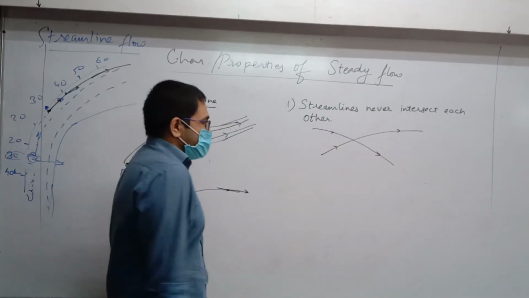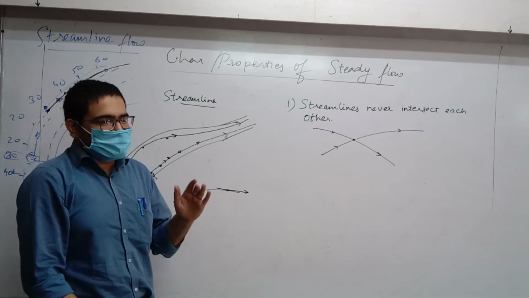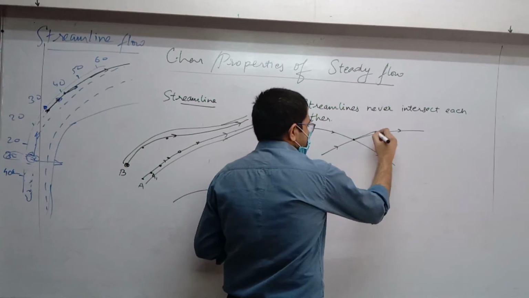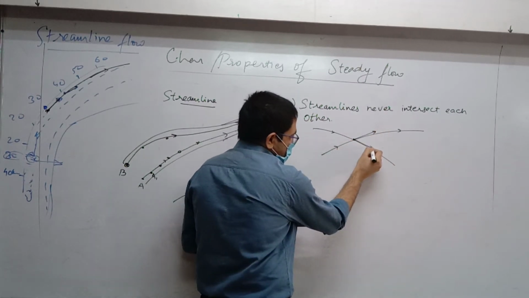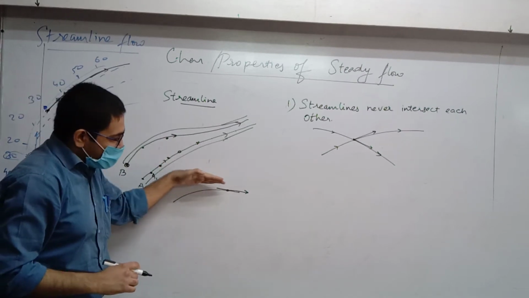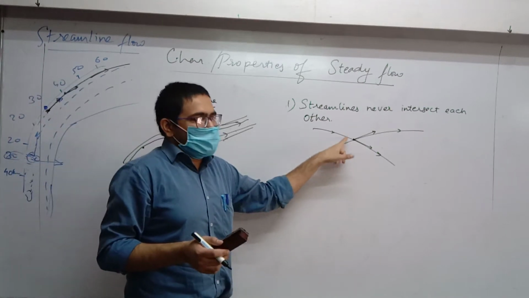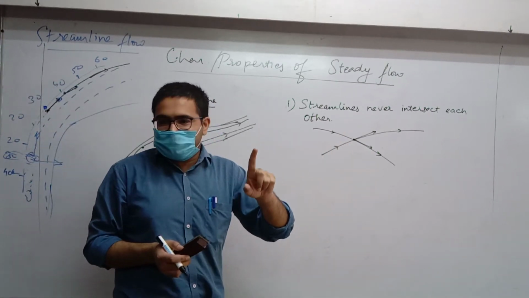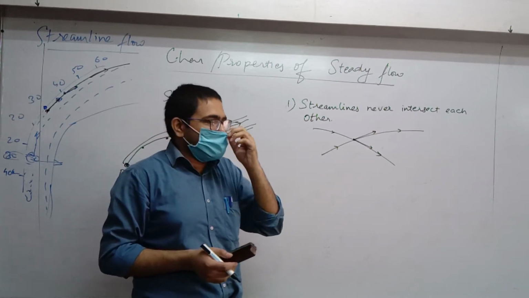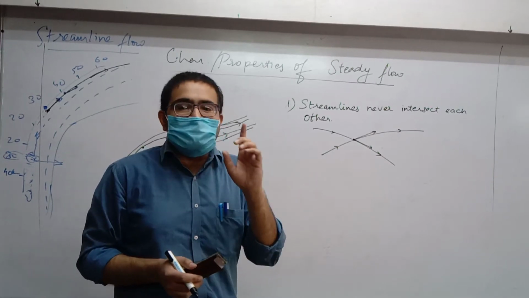Let's say they intersect. What happens at this point? Do you realize we can draw two tangents? One going there, like this. And one going there, like this. Correct? That's strange. Why? Because again, direction of velocity is indicated by the tangent. At one point, a particle can have only a unique velocity. Right? It can have only one velocity. See, there might be components, but the velocity is ultimately only one.